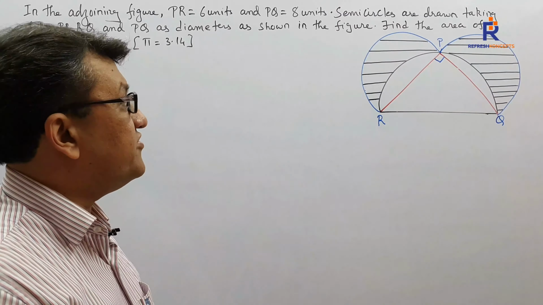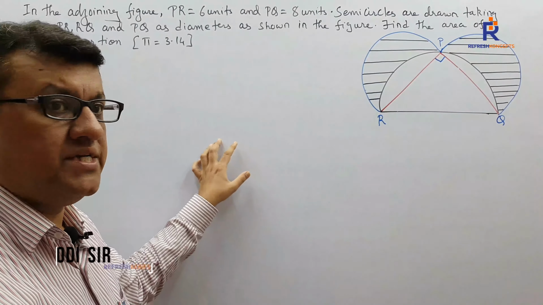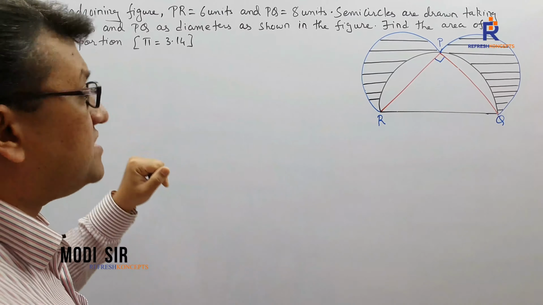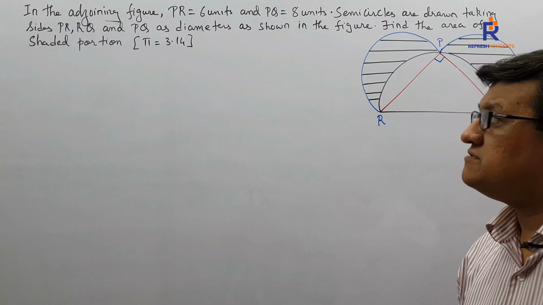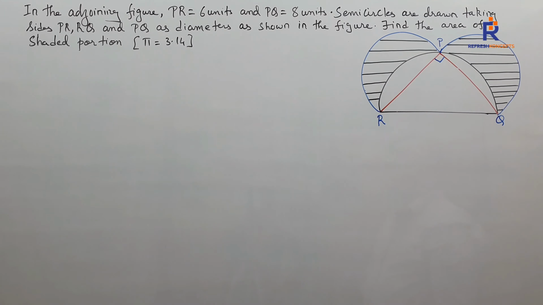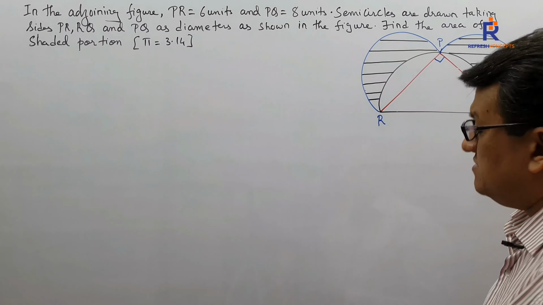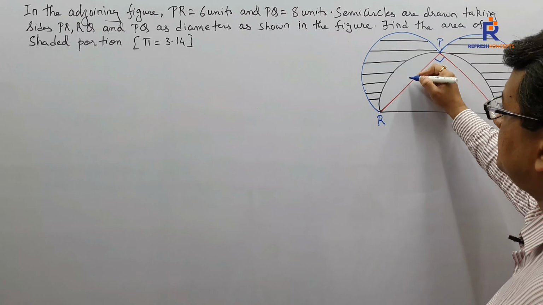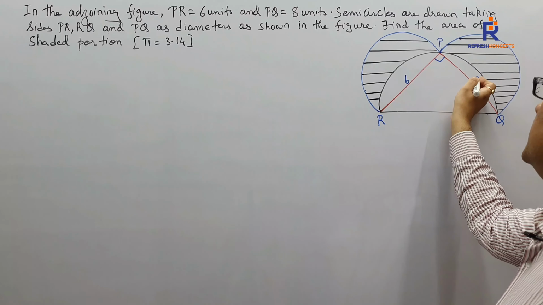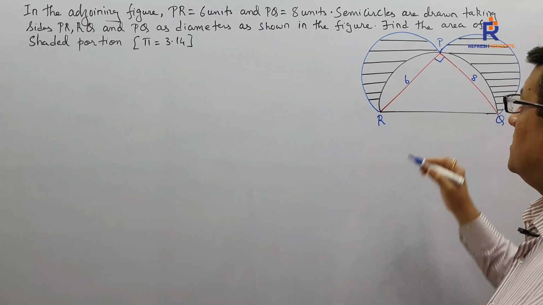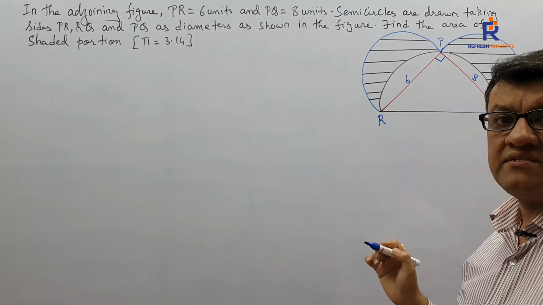Let's say, children, a very interesting, a very good sum, right? What's the sum trying to say? It says, in the adjoining figure, PR is 6 units. Kindly pay attention, it's a really good sum. PR is 6, PQ is 8. Angle PRQ is given to me, it's 90.